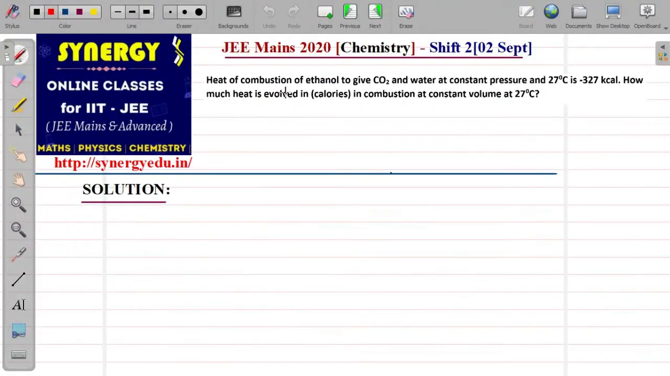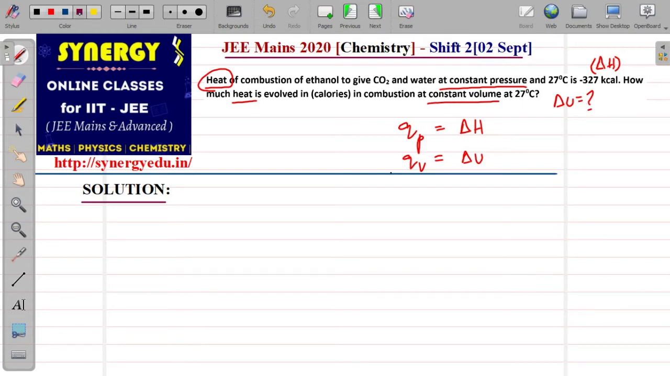In this question, the heat of combustion of ethanol to give CO2 and water at constant pressure and 27 degrees centigrade is given. How much heat is evolved in combustion at constant volume? Now here remember, heat absorbed at constant pressure, that means QP, is nothing but delta H. Heat energy at constant volume, that means QV, is delta U. That means indirectly they have given delta H, and they are asking what is delta U.